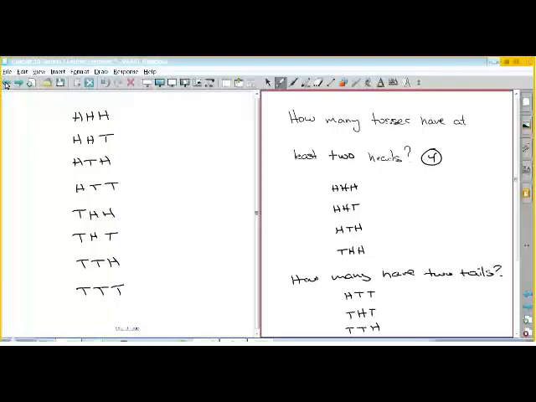So if you flipped a coin 7 times, then it would be 2 to the 7th power, which is, anybody know what 2 to the 7th power is? 128. Yep, 128. Did you use your calculator, or did you do it in your head?